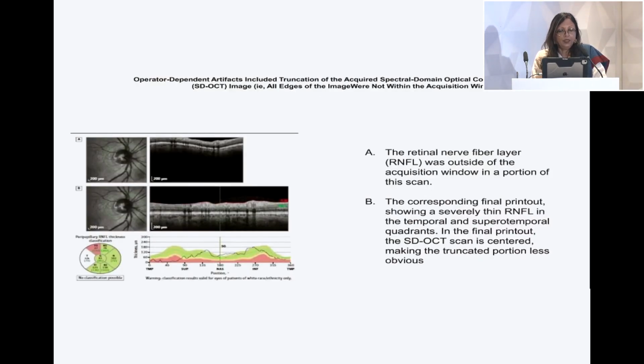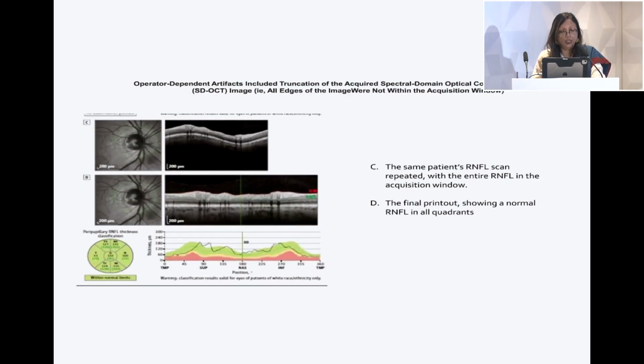So operator-dependent artifacts included truncation of the acquired spectral domain OCT image that you see out here. So the retinal nerve fiber layer was outside the acquisition of the image, and that's the reason you have this red pie that you see out there. And the same patient's RNFL scan repeated with the entire RNFL acquisition, you see that this is absolutely normal.